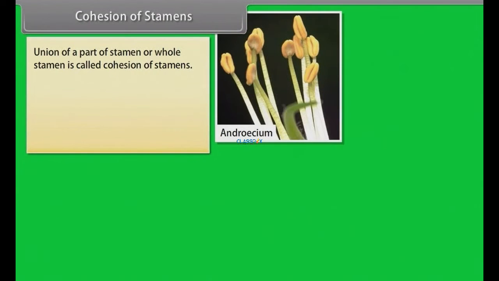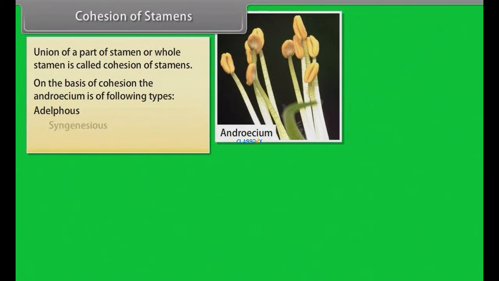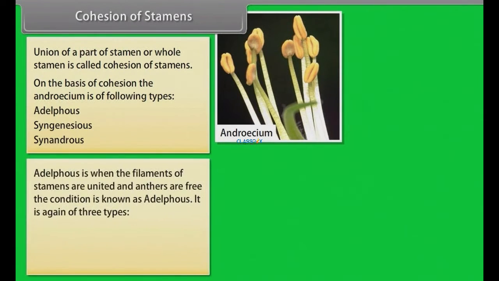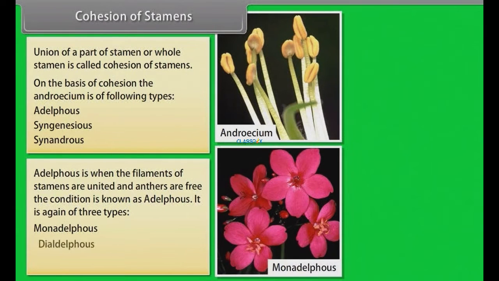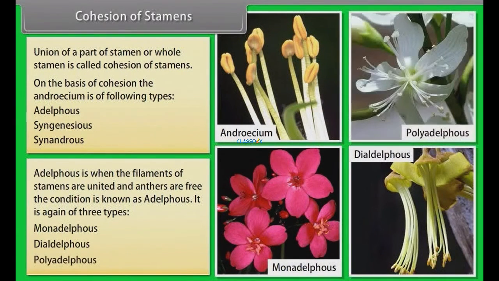Cohesion of stamens. Union of a part of a stamen or whole stamens is called cohesion of stamens. On the basis of cohesion, the androecium is of the following types: adelphous, syngenesious, synandrous. Adelphous is when the filaments of stamens are united and anthers are free. It is again of 3 types: monadelphous, diadelphous, polyadelphous.